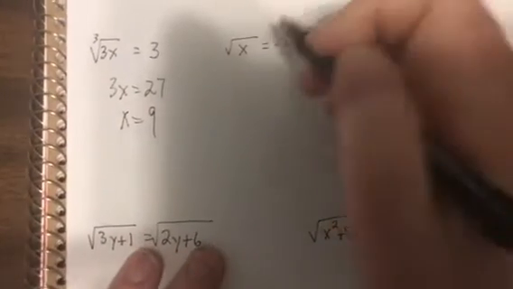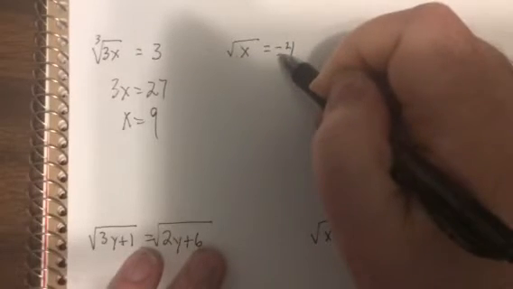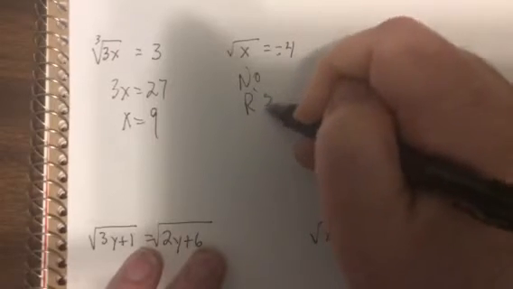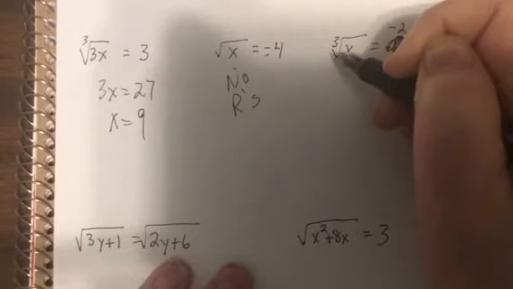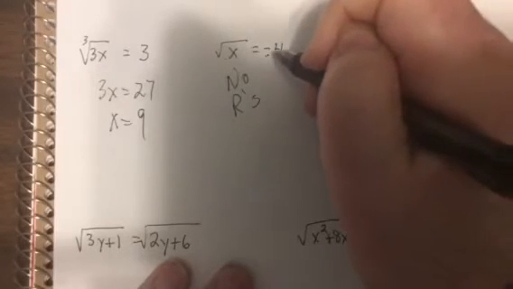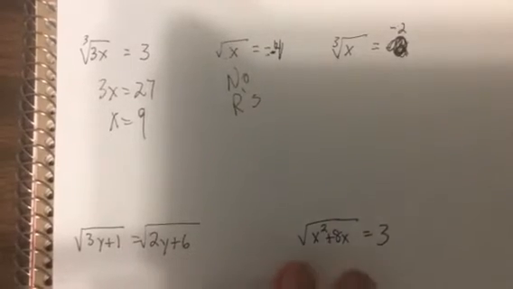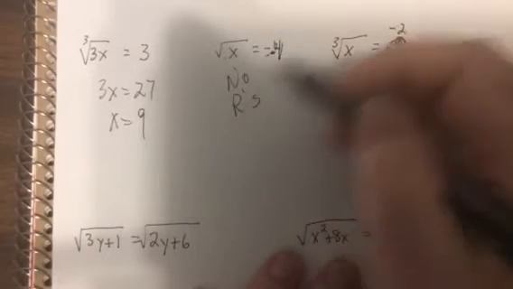Now, this is the one most people get wrong. You can't take the square root of something and get a negative number. So therefore, it's just no reals or can't do. But this one you can. That's supposed to, you're going to be mad at me. This is supposed to be a negative 4. I left the negative off. So that's no reals. So square root equals a negative, can't do it.